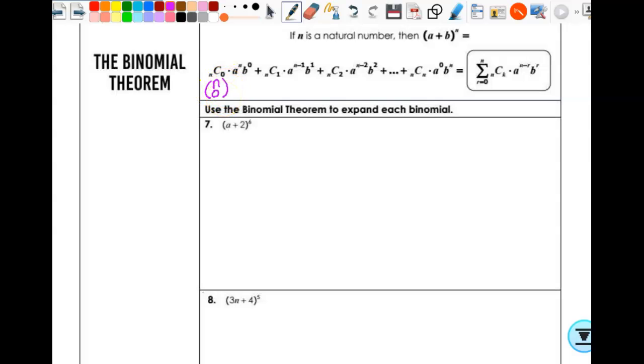So if I have 5 things and I take 0 groups, there's only one way to do that. So that's always going to equal 1. 0 factorial also equals 1. We'll talk about why a little bit later.